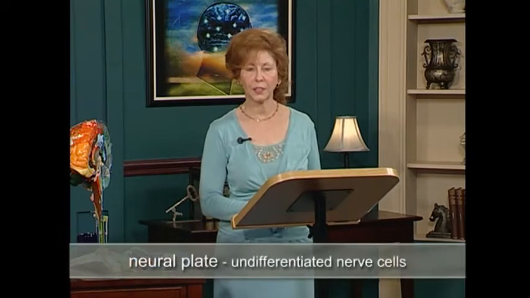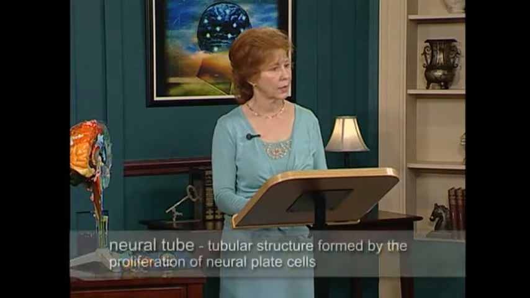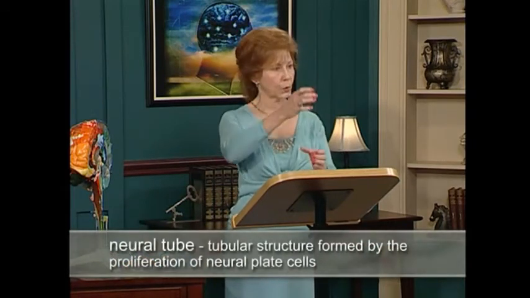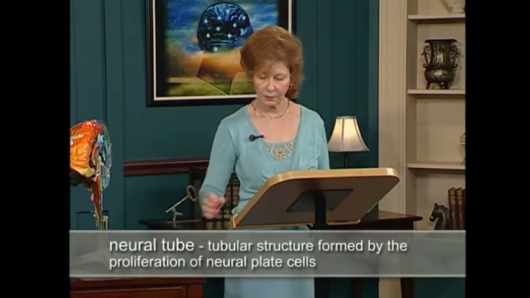And the neural plate really consists of a number of just undifferentiated nerve cells. Now, the neural plate cells are going to start proliferating. And what's going to happen is they're going to proliferate at the edges and fold up into a neural tube. So a tube is going to be created due to this proliferation and folding up of cells. So if we look at this process, we can see here, this is the surface of the body. This is what will become the skin later on.